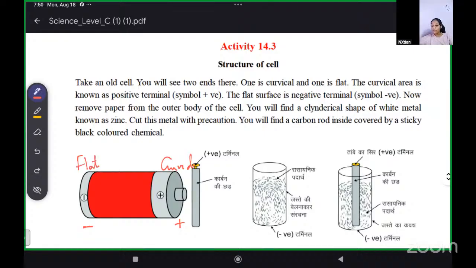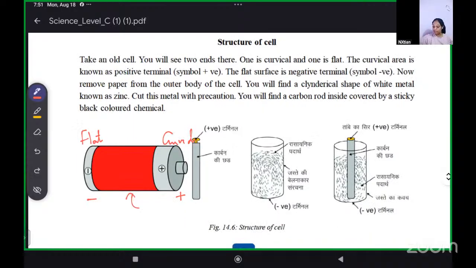Now, remove the paper from the outer body of the cell. You will find a cylindrical shape of white metal known as zinc. We have a metallic cylindrical covering, and it is made up of zinc metal.